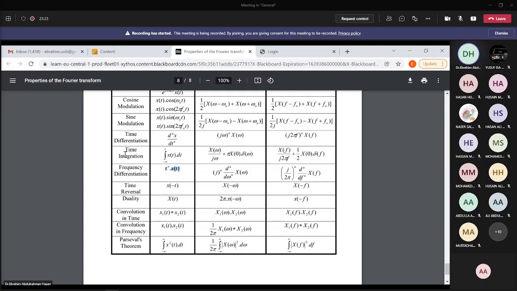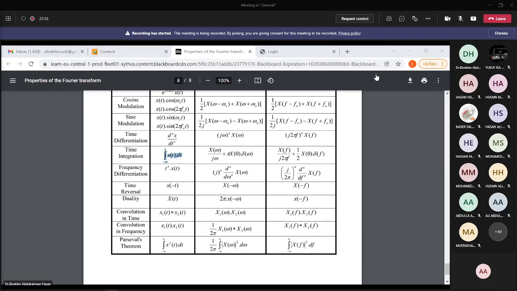Time integration. So integration in time, I will get X of omega divided by j omega plus pi X of 0 delta omega. Okay, of course it is similar in X of f. So the Fourier transform, if we have integration here, then we get this.